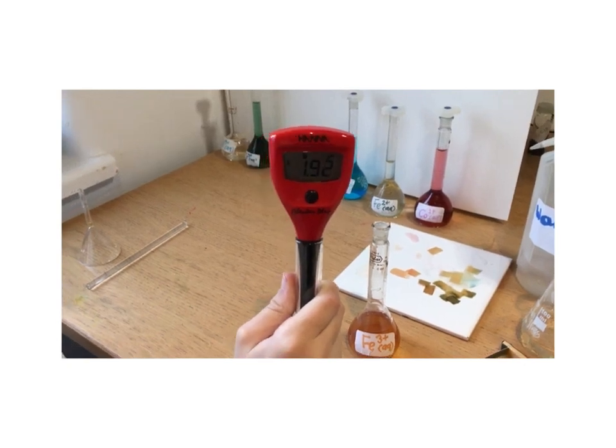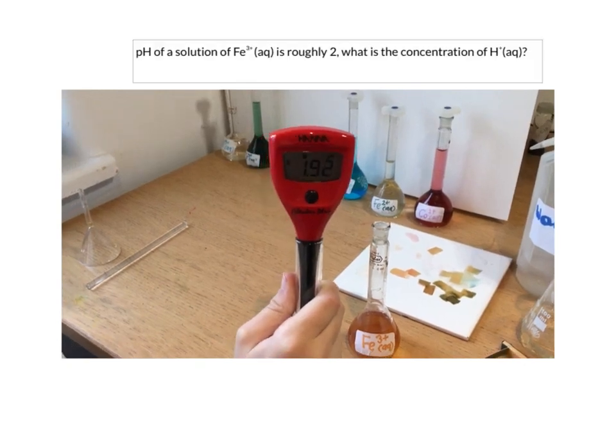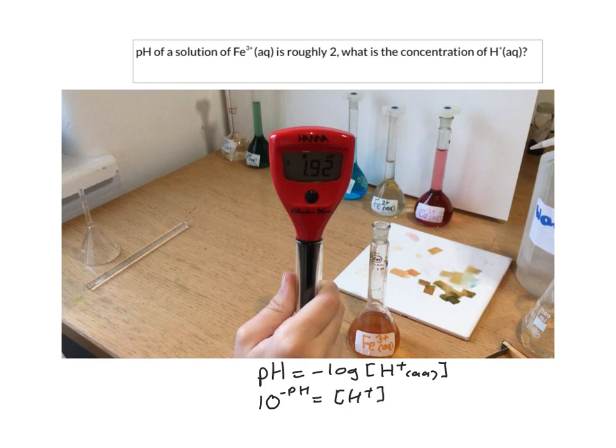Why is that? If the pH of the iron 3+ solution is about 2, what's the concentration of the hydrogen ions in there? pH is minus log of the hydrogen ion concentration, and 10 to the minus pH is equal to the hydrogen ion concentration. So the hydrogen ion concentration in this solution is 10 to the minus 2 moles per dm cubed. Where are these hydrogen ions coming from?